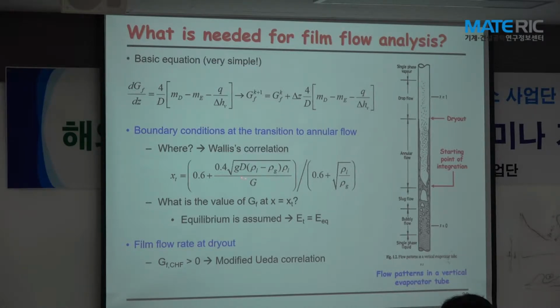One is when annular flow starts, and how much liquid film and how many liquid droplets there are at the starting point of annular flow. And when dryout occurs. Once these correlations are prepared, and the deposition and entrainment are used, the integration is possible, and we can calculate the dryout.